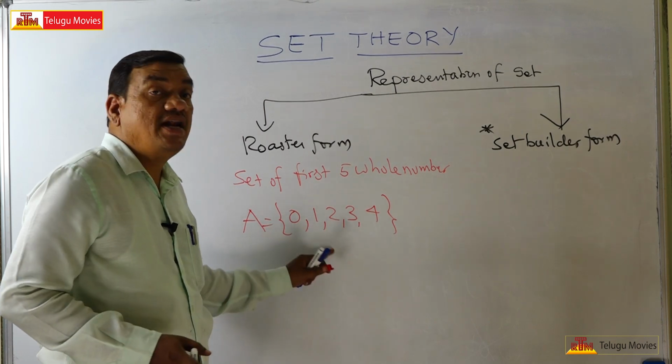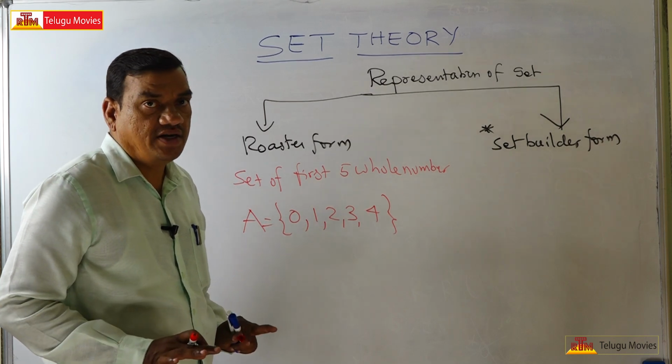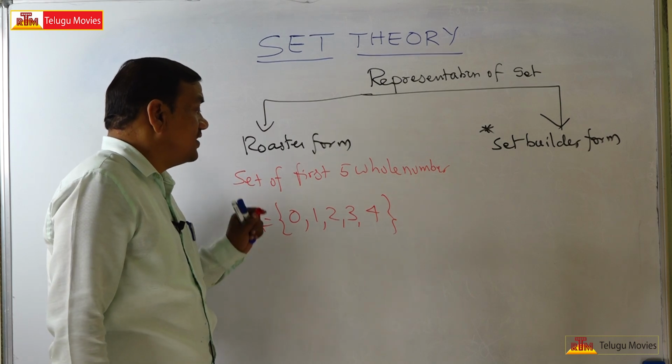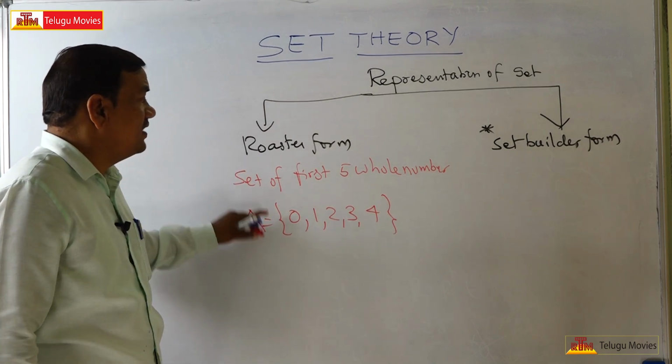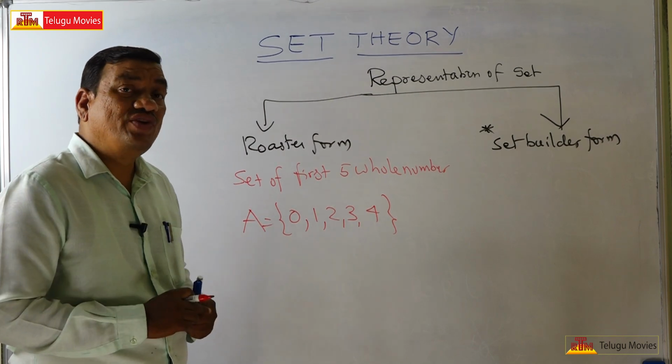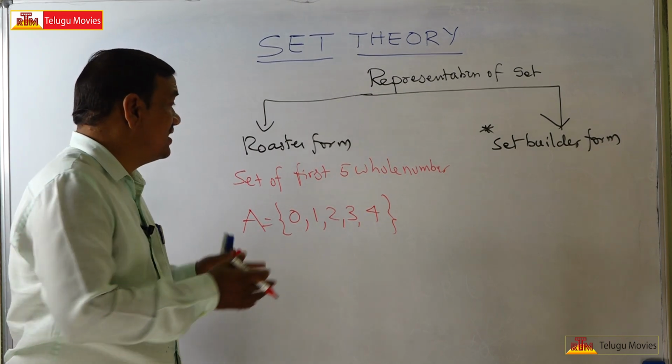There should not be any repetitions, that should be maintained. Understand? So this is the way of writing numbers in the roster form. But there are some sets which we cannot represent in a roster form.